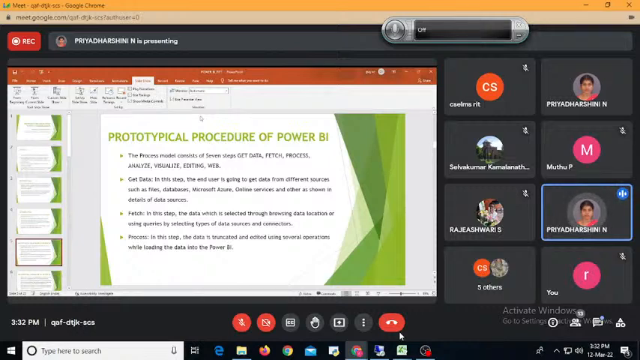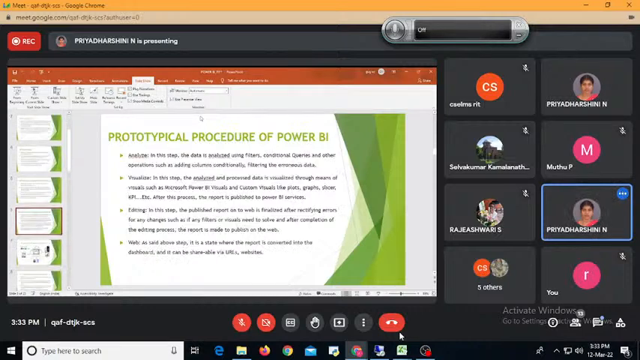What we are going to do next. The third one is the process, where the data is finalized and edited using several options while the data is being loaded into Power BI. Then you are going to analyze, that is the next step. Analyzing is done using filters, and we have many conditional queries wherein we do operations like adding columns and filtering the enormous data whenever and wherever it is required based on the analysis.